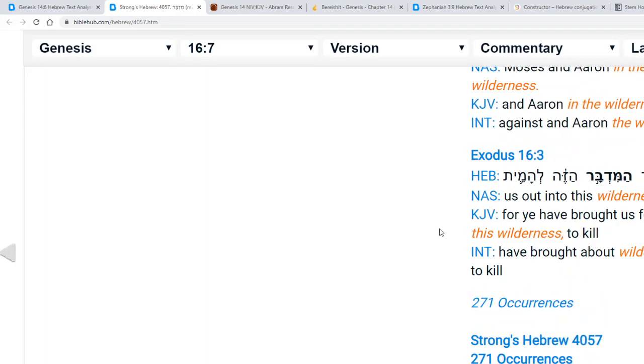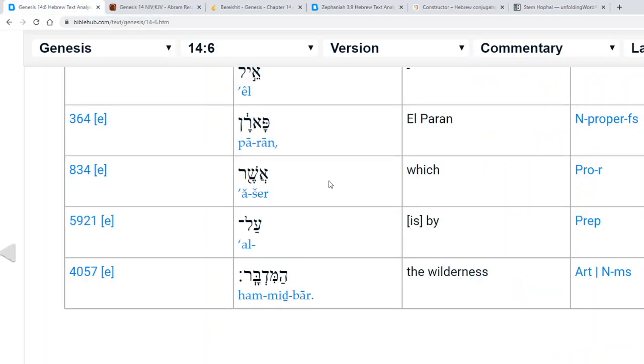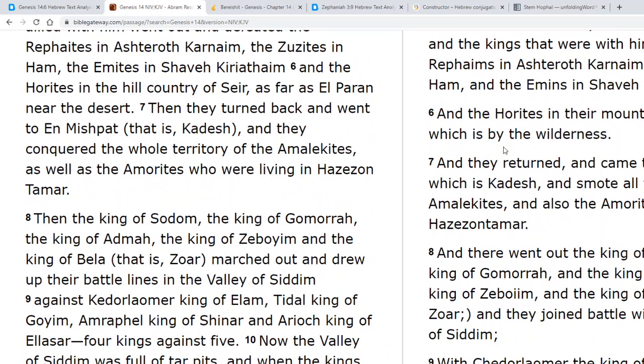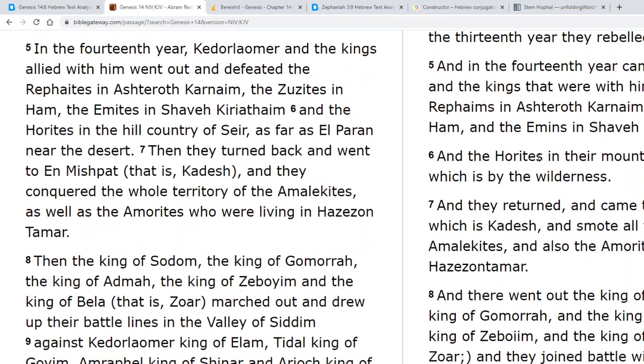It shows up 271 times in the Bible. So yeah, midbar, oftentimes translated as desert, but here as a wilderness. I understand wilderness. Let's see how they're translating it. Okay, verse 6 in the King James, and the Horites, it's not in the plural in the Hebrew, in their Mount Seir until El Paran, which is by the wilderness.